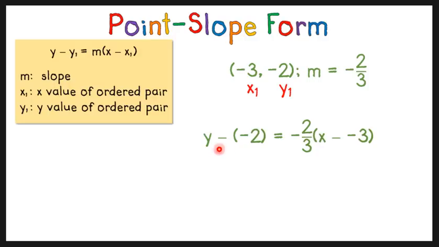Keep in mind that when you have a minus negative, we can continue to simplify that. That's the opposite of negative 2, which would then be positive 2. And similarly, we have x minus negative 3, so that can be written as the opposite of negative 3, which is positive 3. So then we can simplify that equation and write y plus 2 equals negative 2/3 and in parentheses x plus 3.